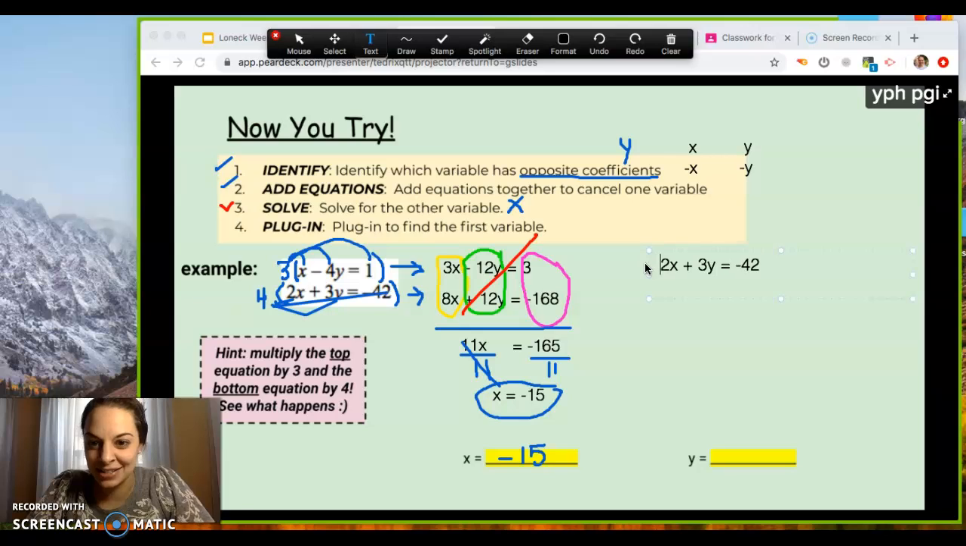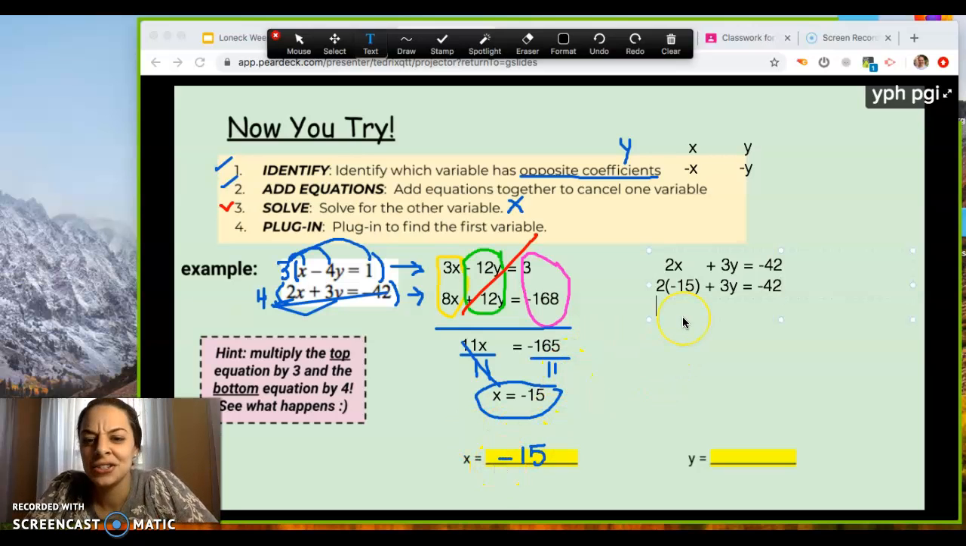Now, since x is negative 15, that means that it becomes 2 times negative 15 plus 3y equals negative 42. Cool. So I plugged in the 15 for the x because guess what? That was the answer we found for x. Now I can do 2 times negative 15, which is negative 30, plus 3y equals negative 42.